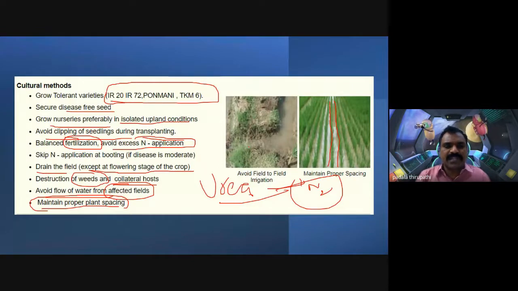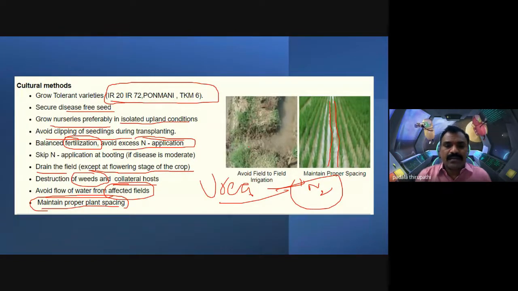So whenever we are transplanting this crop, the paddy, the previous seedlings or any other clippings there should be separated or removed from our crop field. Why? Because that is also a cause for the transmission of this disease.